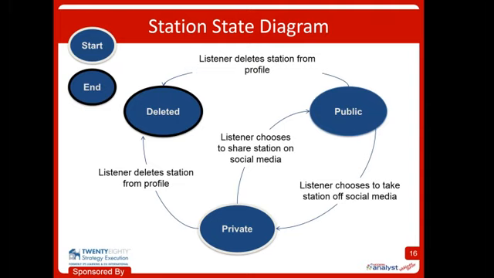I have 3 states. This is just part of what a state diagram might look like. Usually they're a bit more complicated than this, but in this particular case, I've got 3 different states. When I first create my station, I'm going to be in that private state down there at the bottom. And from there, you can follow the arrows off to the left. If the listener deletes the station from their profile, the state of my station moves to deleted. That's an end state. Once I've deleted it, it's gone forever.